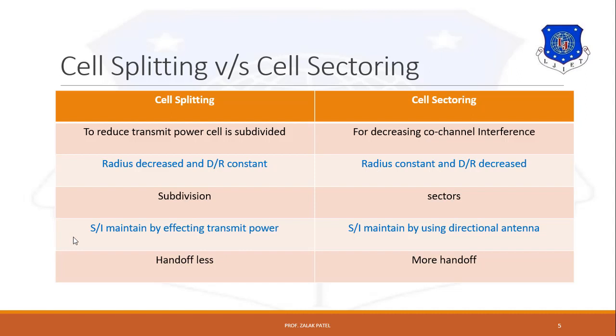The next point is, in case of cell splitting, the number of handoffs is less because large macro cells are dedicated to high speed traffic. This is the reason the number of handoffs will be less as compared to cell sectoring. While in case of cell sectoring, the decrease in coverage area of a group of channels causes an increase in the number of handoffs. So the major difference is this point about handoff. Handoff in cell splitting is less compared to cell sectoring, and in cell sectoring it is more.